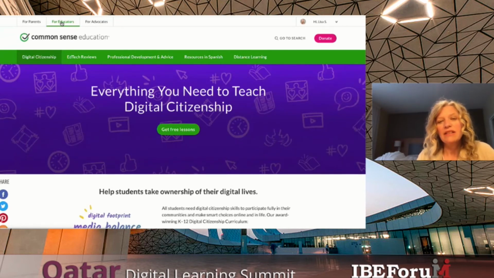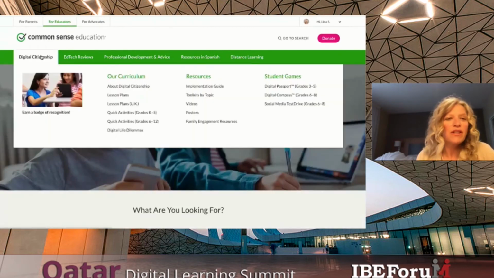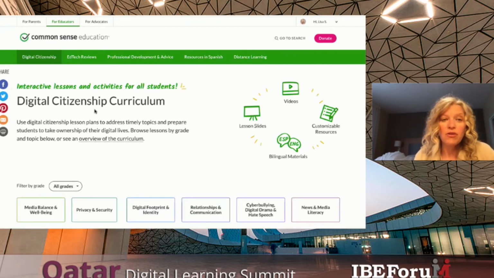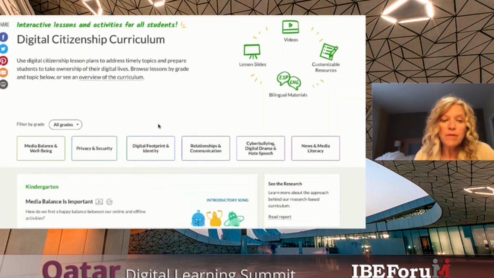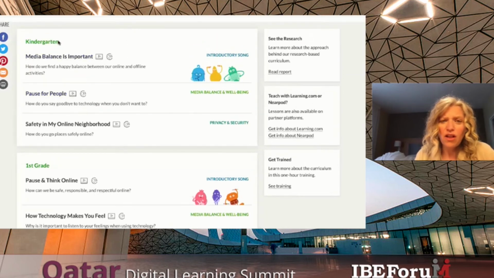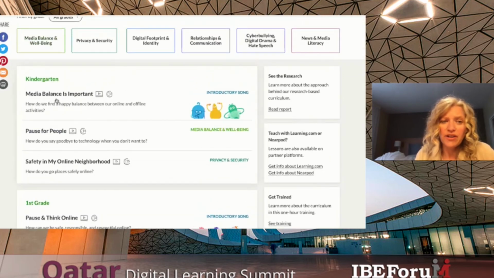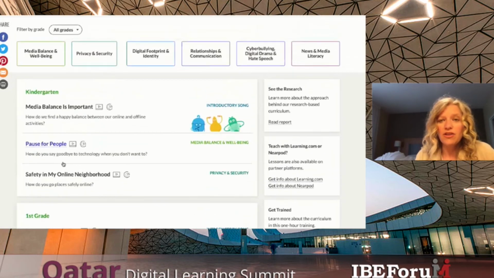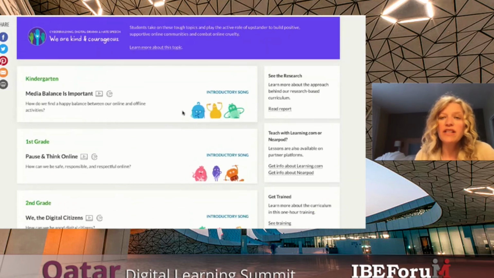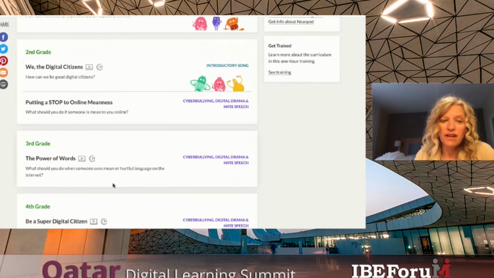But again, when it comes down to it, it's giving your teachers time to go through this and know all of the resources that they have available to them. So here at the Digital Citizenship curriculum, I can filter it by grades. I can also filter all of the lessons on media balance and well-being, if I want to. So here's all of the lessons by grade. Here's kindergarten, here's 1st grade, and so forth. But if I want to take a look at cyberbullying, digital drama, and hate speech, here I can see all of the lessons and what grade levels they are in.